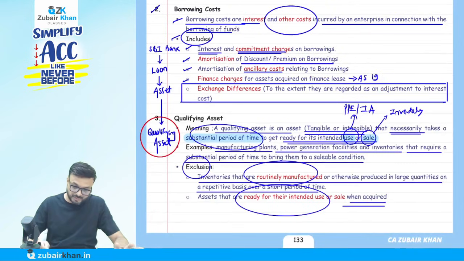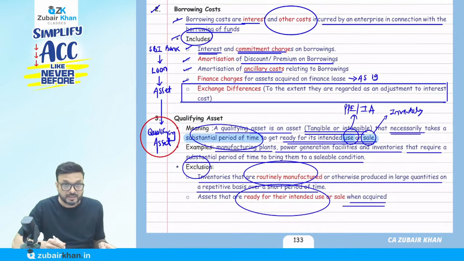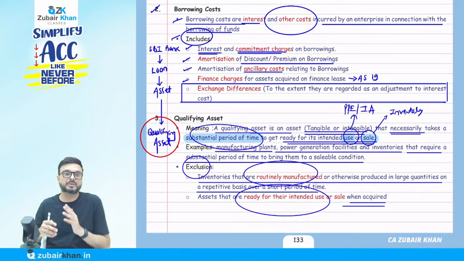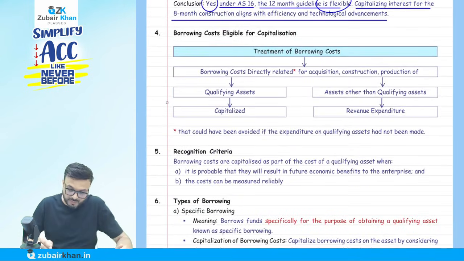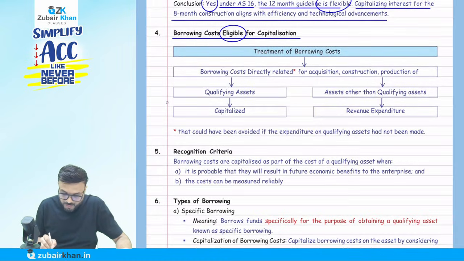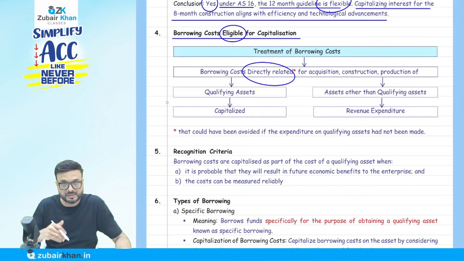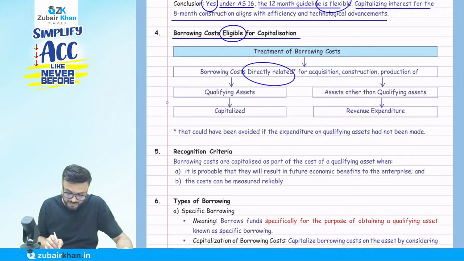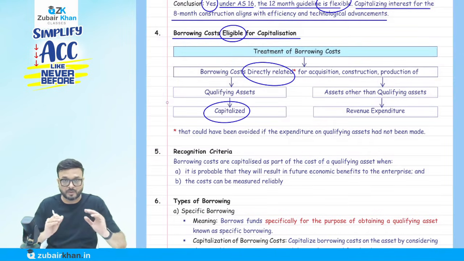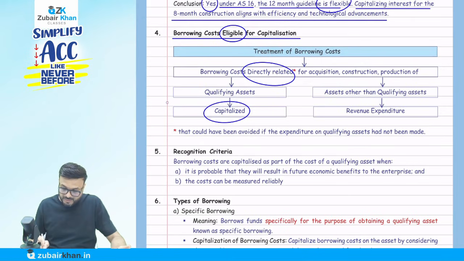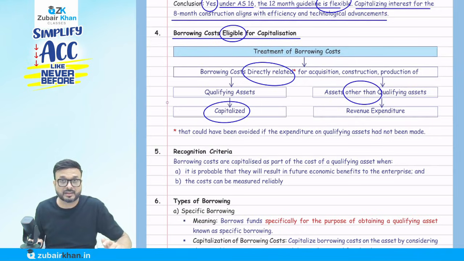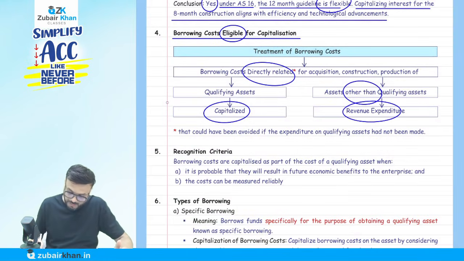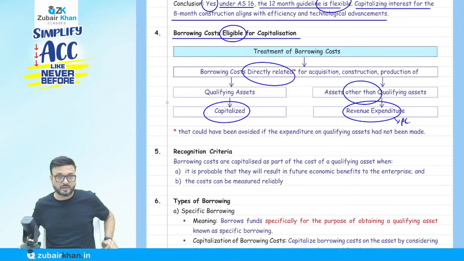So what we have discussed till now is that the loan we have taken is for the purpose of an asset, and that asset should be a qualifying asset, then only we can capitalize it. Capitalize means add to the cost of the asset. Now understand, they say the borrowing cost eligible for capitalization should be directly related, which I will explain, to the acquisition, construction, or production of a qualifying asset. So in the case of a qualifying asset, the borrowing cost can be capitalized. For any asset other than a qualifying asset, it is a revenue expenditure, meaning it will be charged to the profit and loss account.